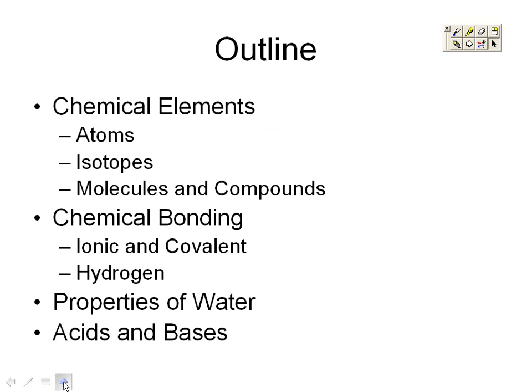We'll talk today about chemical bonding, particularly ionic and covalent, and a special type of chemical bonding called hydrogen bonding. We'll look at the properties of water as well as acids and bases. We'll talk about the common measurement tool for acids and bases, and we'll look at some common household examples of acids and bases.